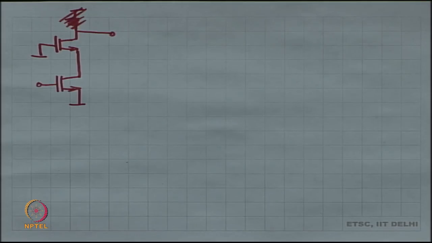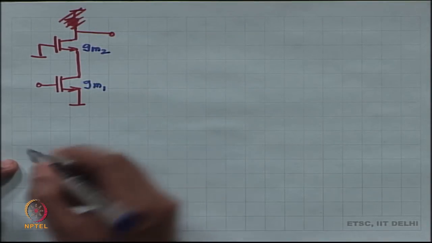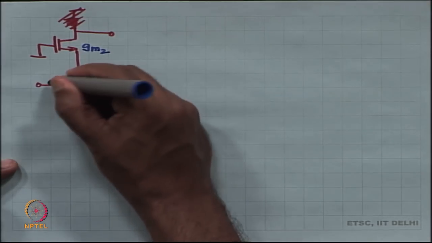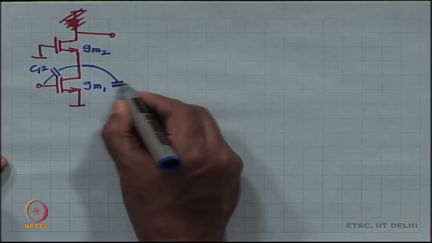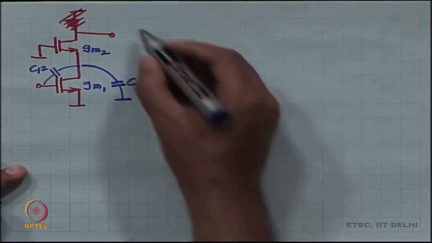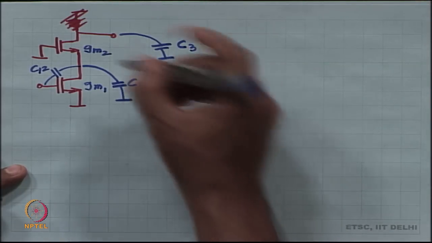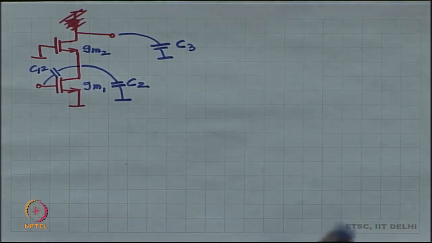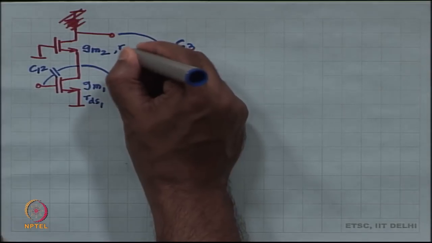So, this is our cascode, and when we did our analysis we had placed some capacitors. First of all this is GM1, this is GM2, and then we had placed some capacitors, C12 between 1 and 2, and then there was C2, and then there was C3. This is all that was there. Each of these devices, GM1 also has RDS1 and GM2 also has RDS2.